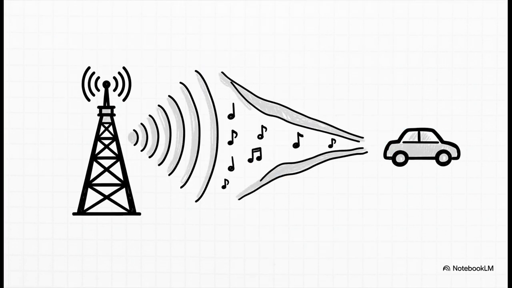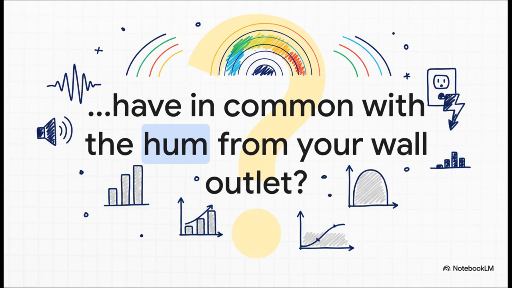Next, think about radio waves. They're totally invisible, right? But they're carrying your favorite song through the air straight to your car. And last but not least, that low hum, you know the one I'm talking about, that you sometimes hear when you're near a wall outlet. So what on earth could a color, a radio broadcast, and the electricity in your house possibly have in common? Well, the answer is one single, really powerful idea.